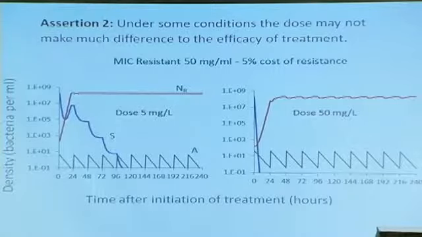Now, if we then increase the dose to 50 milligrams per liter, what you see is that the sensitive are eliminated faster, and the resistance comes up more rapidly. Since we're using 50 milligrams per liter, and the MIC of the resistant is 50 micrograms per mil, we're getting some effect on the resistance, but there is really not much difference between these things. So in this case, the dose really doesn't seem to matter, because the resistance was already there.